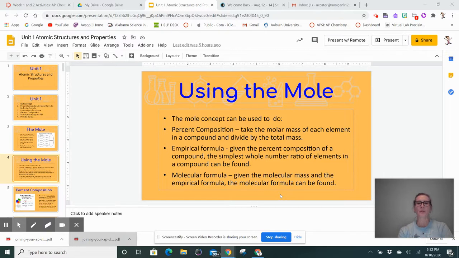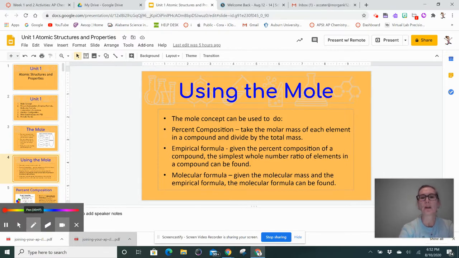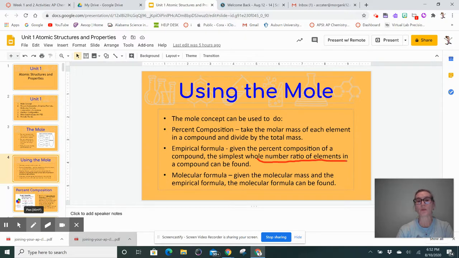So we left off at empirical formula. We said empirical formula is the simplest whole number ratio of the elements in a compound. Comparing that to molecular formula, which is the actual number of atoms in a compound. So it's the molecular mass, and we find that molecular mass by adding up the mass of all of the elements and atoms in that particular compound.